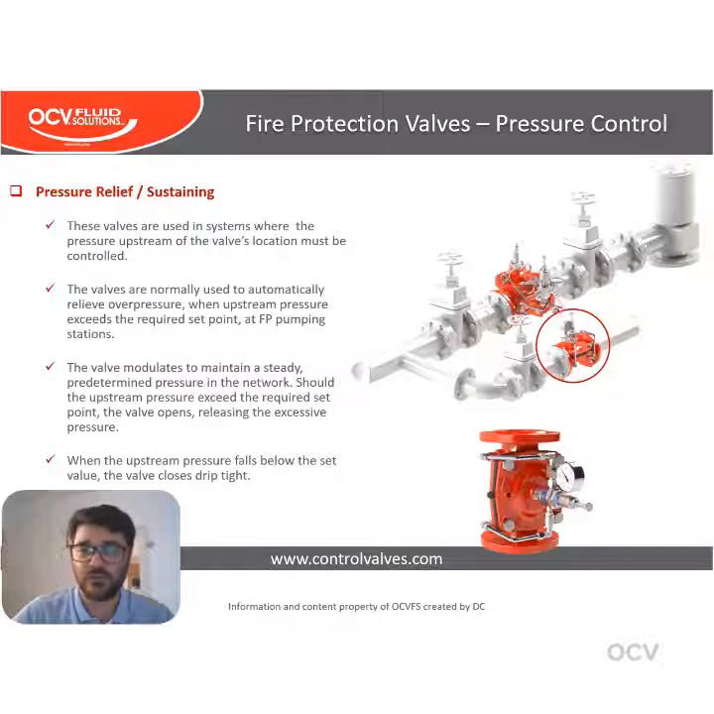Now we're moving on to the pressure relief valve, and pressure relief valves control their upstream pressure, and they're used a lot of times to relieve overpressure when the upstream pressure exceeds the set value at fire protection pump stations. So the valve maintains a predetermined pressure in the network, and when upstream pressure exceeds the set point, the valve opens, releasing this excessive pressure, and when upstream pressure falls below the set value, then the valve closes drip tight.